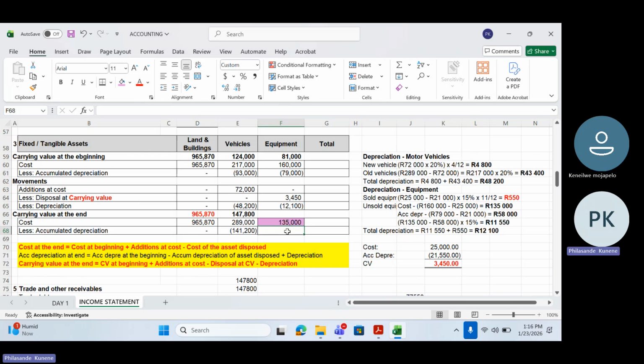Yeah. How much are you getting in total? 69,550. I got 69,000. 69,550, yes. Okay. So how much will be our carrying value?